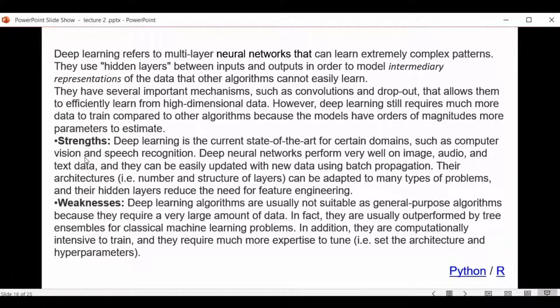And the weaknesses of deep learning, or the cons, are that it's not suitable as a general purpose algorithm. It's basically you train it to do a certain job, and if you need it to do another job, you have to train it all over again. It's just good for that job. It's called narrow AI.